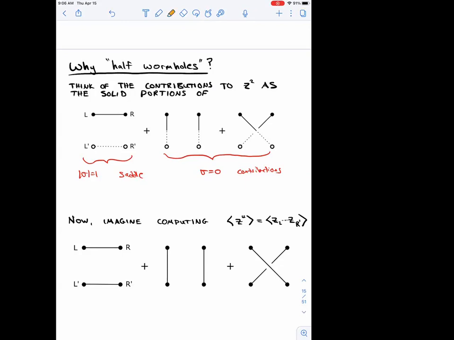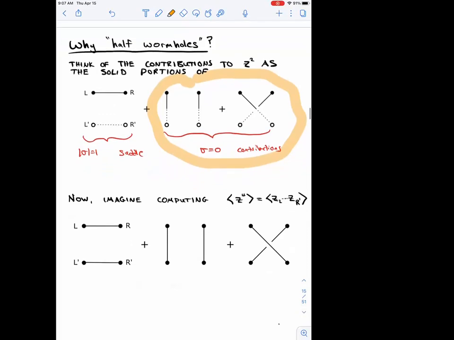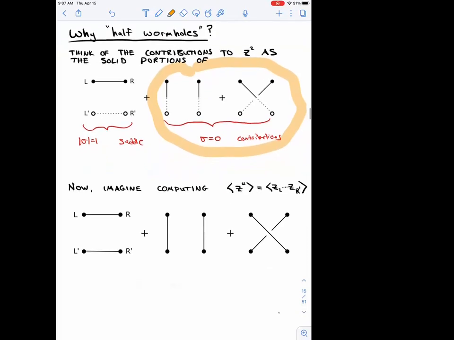And we'll just use this notation here to represent the sigma equals 0 contributions. It's sigma equals 0 because there's no correlation between left and right in these patterns. So these are the half wormholes on the right, and the thing on the left is the wormhole. And the connection between those and wormholes is the following.